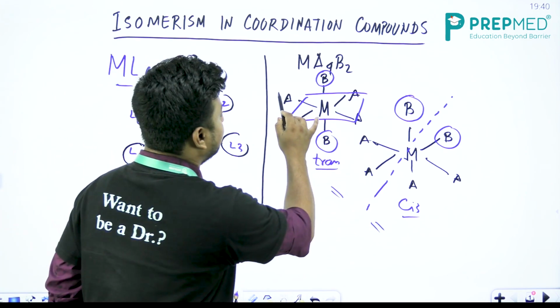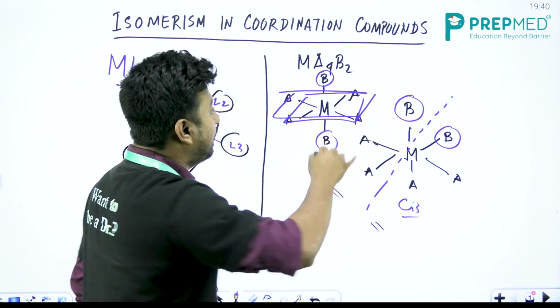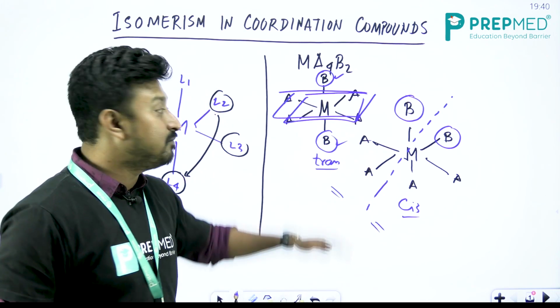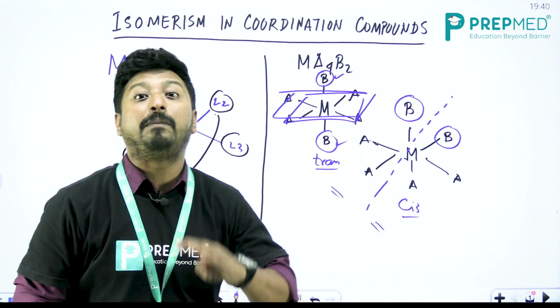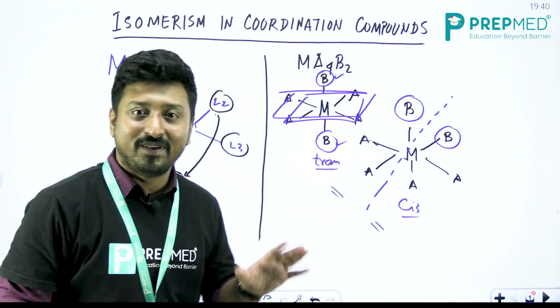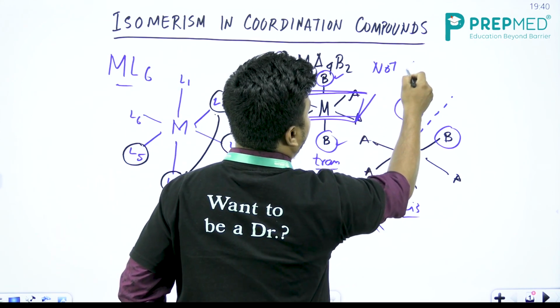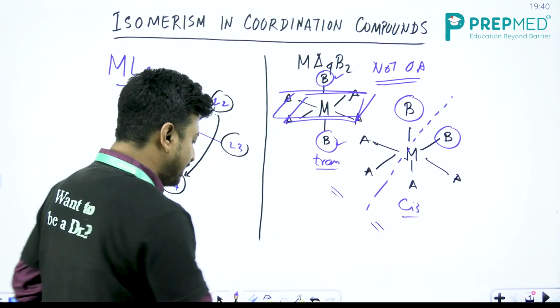And second, see this part, if I put a mirror plane here, this part and this part are mirror images of each other. That means both forms of the molecule contain a plane of symmetry, correct? So basically this is not optically active. Okay, now let's move on to another example.